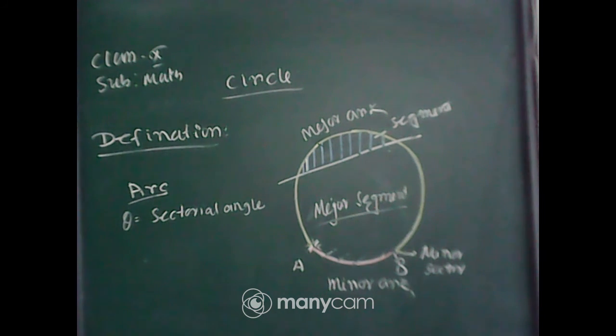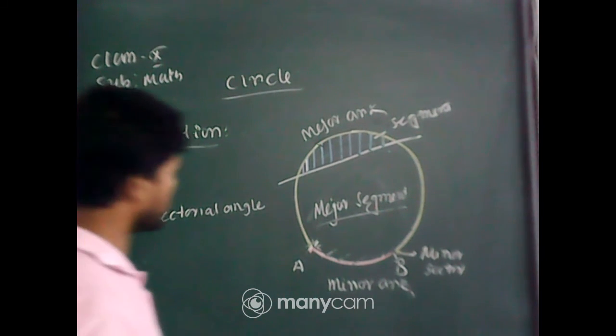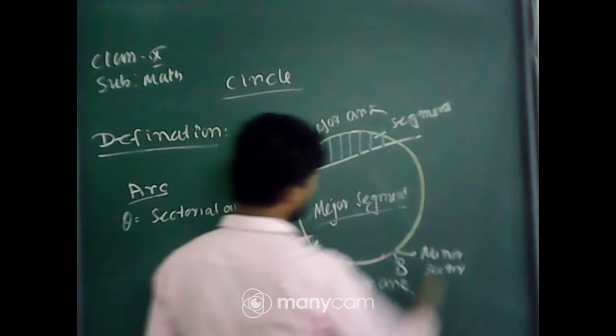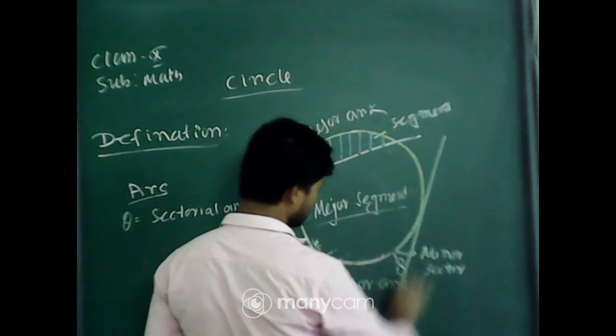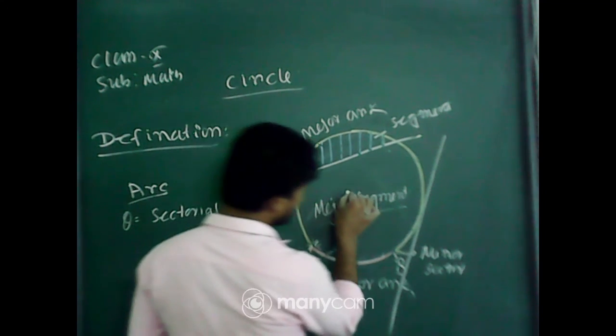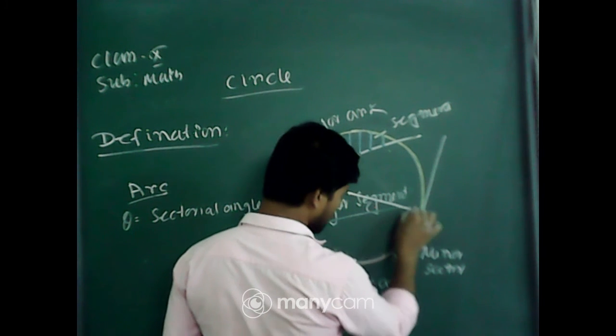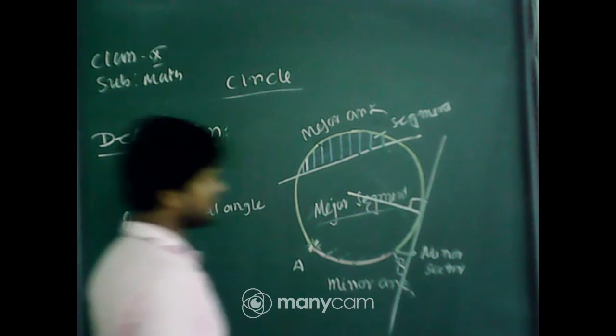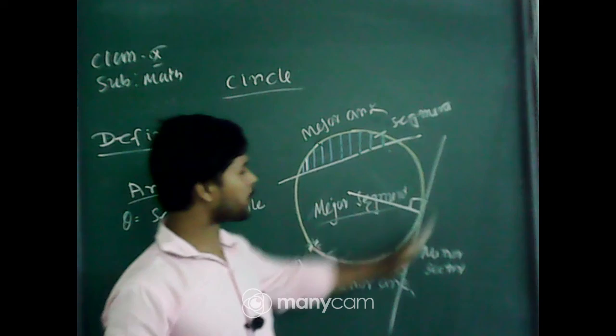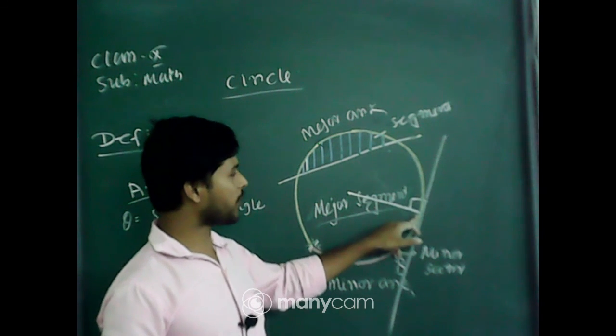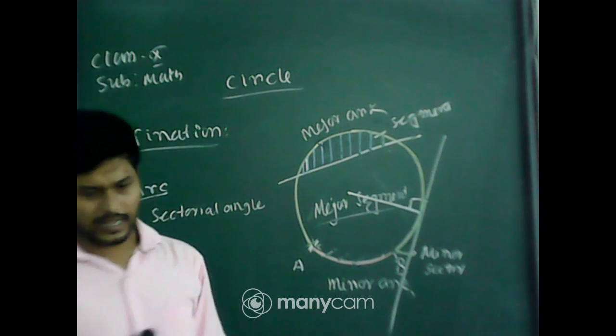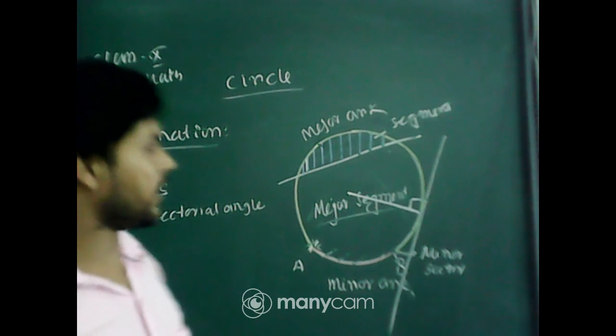So I think all the definitions, all the terminology related to the circle, are now discussed. In my next class we'll discuss a few theorems. The theorem is that if you draw a tangent and the radius through the point of contact, the angle between them is 90 degrees. Means the radius is always perpendicular to the tangent at the point of contact with the circle. This theorem we will discuss in my next class.